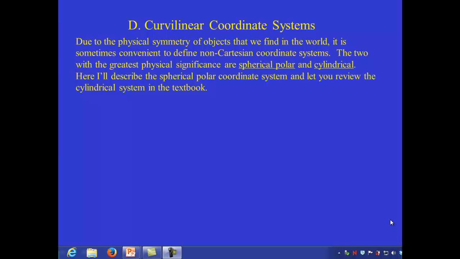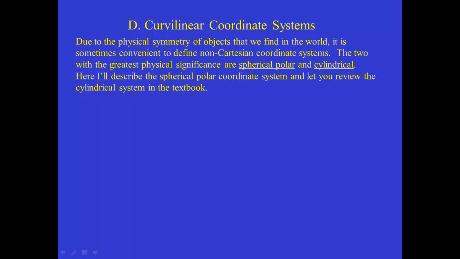I'd like to review the section in the textbook that deals with curvilinear coordinate systems. And it won't come as any surprise to you that because of the symmetries of objects or phenomena that we find in the world, sometimes it's more convenient to define non-Cartesian coordinate systems rather than the familiar x, y, and z. The two of greatest significance, at least for this course, are spherical polar and cylindrical coordinate systems.